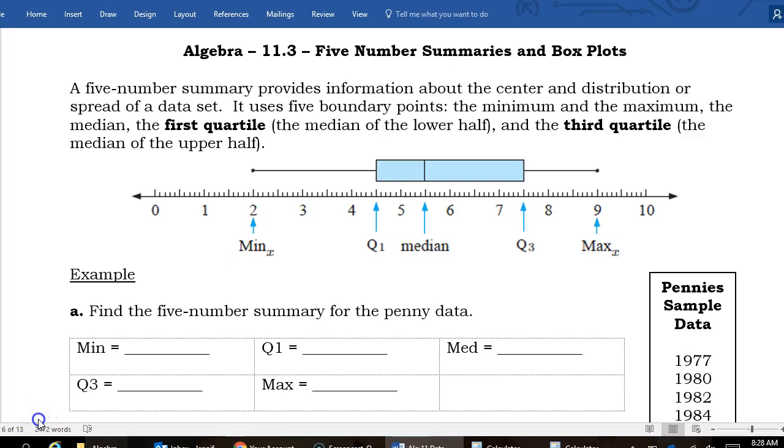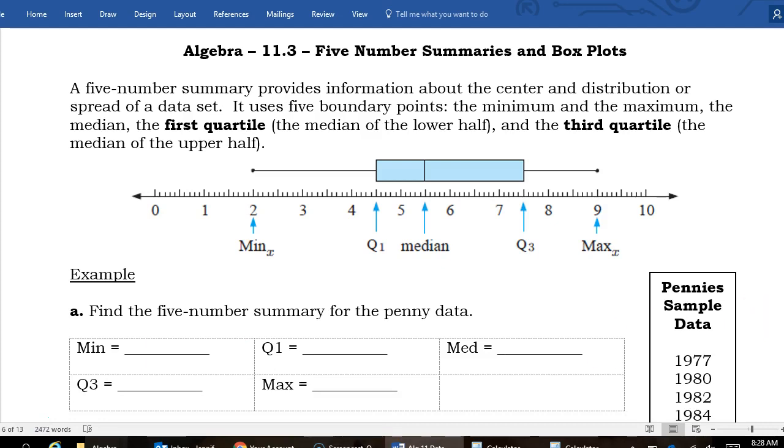This is Algebra Lesson 11.3, 5-number summaries and box plots. A 5-number summary provides information about the center and distribution or spread of a data set. It uses 5 boundary points: the minimum, the maximum, which we've already talked about, the median, which we've already talked about, and 2 new ones: the first quartile, which is defined as the middle of the lower half of the data, and the third quartile, which is the middle of the upper half of the data set.